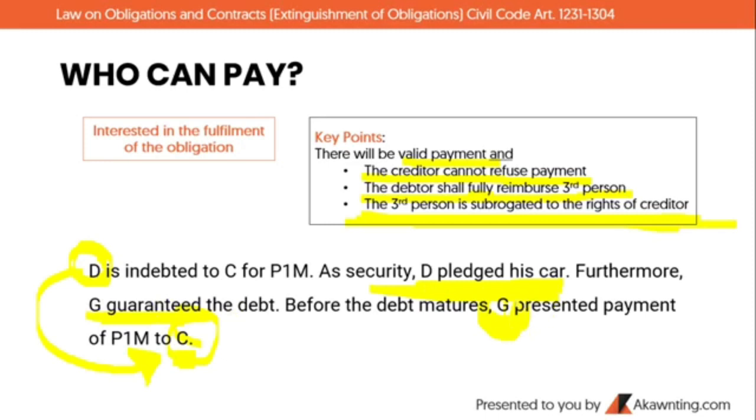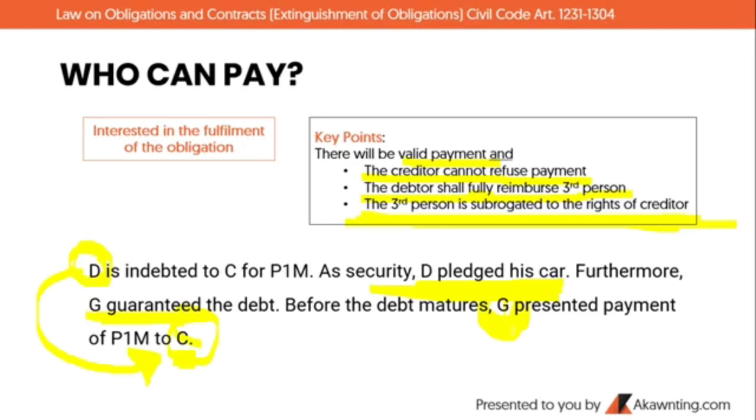So, if ever si G hindi makasingil kay D, si D hindi makabayad, wala na siyang, let's say, cash. So, ang mangyayari, pwedeng i-foreclose ni G yung pledge dun sa car ni D. Okay? At yung magiging proceeds nung foreclosure ng pledge will be applied to the debt of D to G. Okay? So, yun yung magiging situation natin dyan.